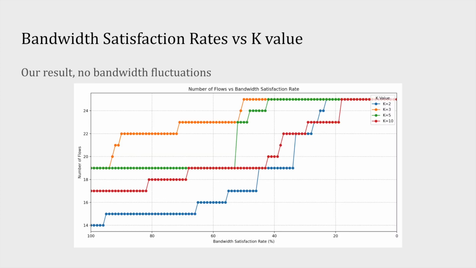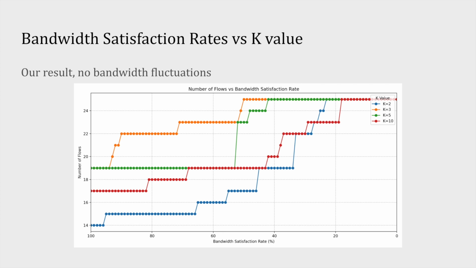So here we have our results, which again, we do no bandwidth fluctuations to try to replicate the results from the paper. And we can see a similar trend. The bandwidth satisfaction rates are slightly lower than in the original paper, and this is because our topology is slightly smaller, so it is more likely for flows to overlap.